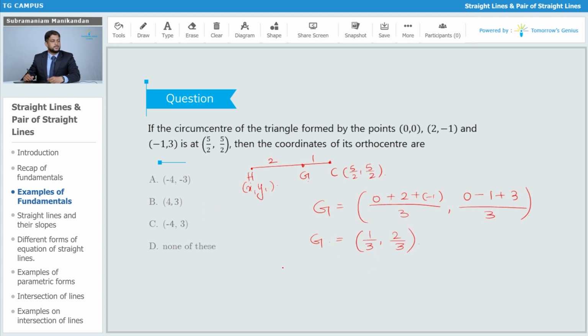Then the x coordinate of the centroid equals 2 into 5 by 2 plus 1 into x1 divided by 2 plus 1. 2 plus 1 is 3, so the 3 from both sides gets cancelled, and we are left with 5 plus x1 is equal to 1, thus giving x1 is equal to minus 4.